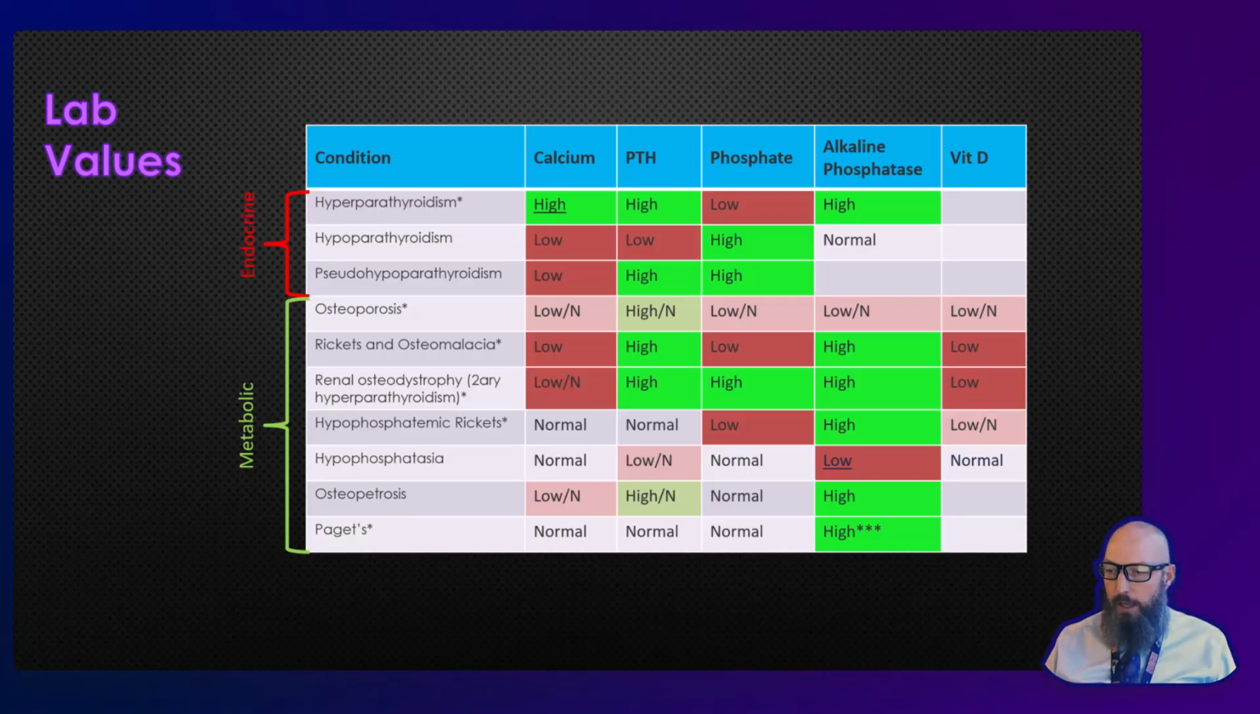Number two, I would say, is to know hyperparathyroidism. This is the most common cause of high calcemia. In fact, look at that. If you see high calcium, as far as the diseases we've talked about, that's probably going to be the culprit. So hyperparathyroidism. And if you see high calcium and high PTH, it's pathognomonic.